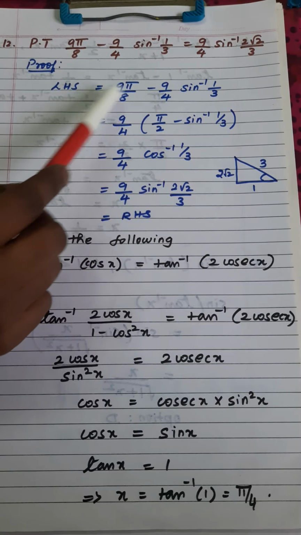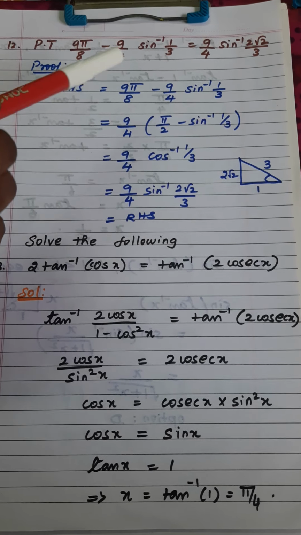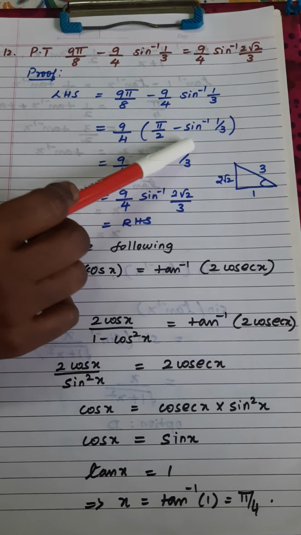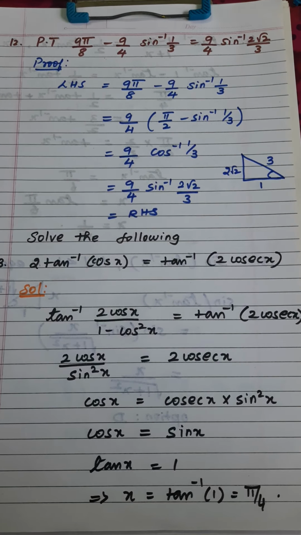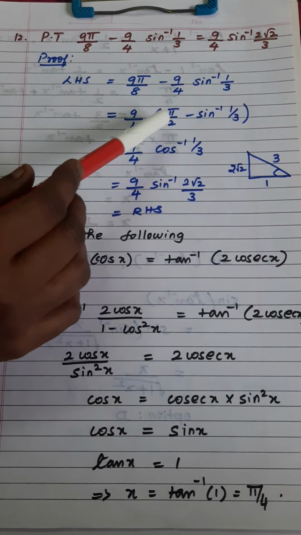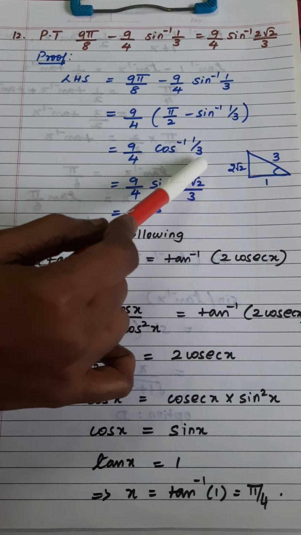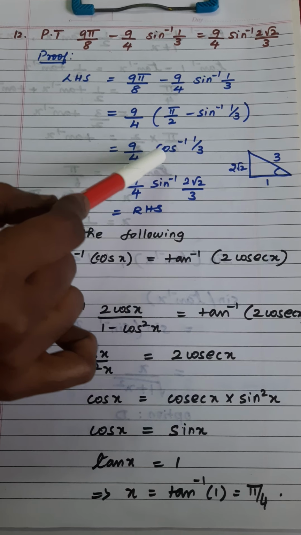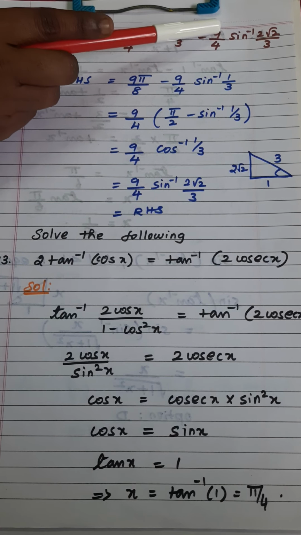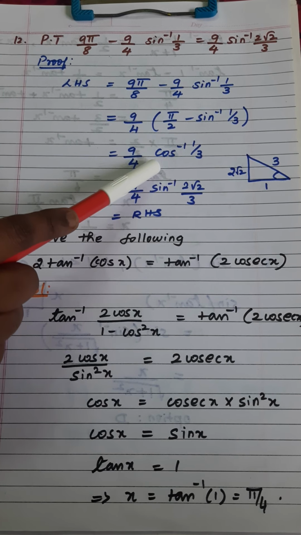What is common in these two expressions? You will be getting 9 by 4, so take 9 by 4 outside. You will be getting pi by 2 minus sin inverse 1 by 3. We know the formula, sin inverse x plus cos inverse x equals pi by 2. So pi by 2 minus sin inverse 1 by 3 is cos inverse 1 by 3. But this is not the required RHS. RHS we need in terms of sin inverse x. So we need to change cos inverse into sin inverse.